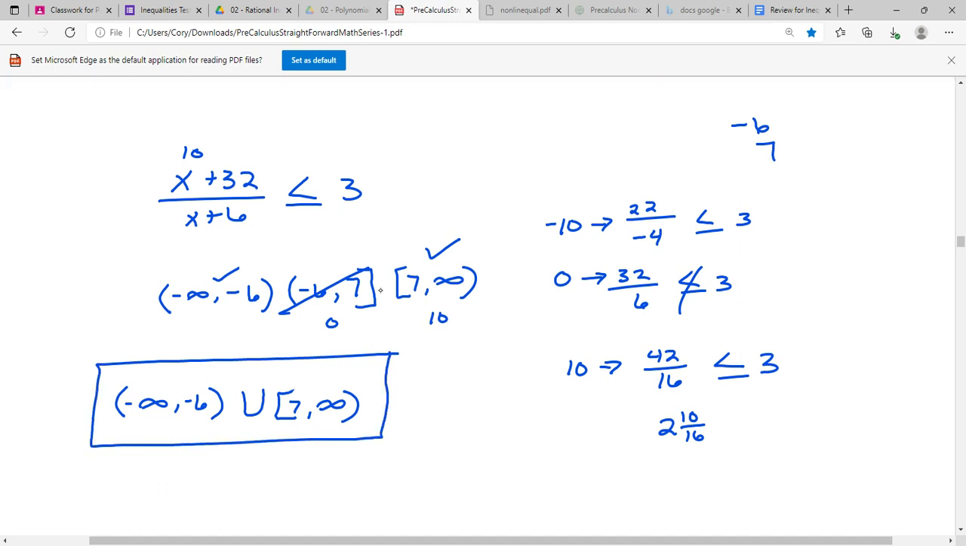I hope that made sense to everybody. It's just like the ones we were doing, except first you have to find what's going to make the bottom of your fraction 0. That's your discontinuity, and add that to your list of possible numbers.